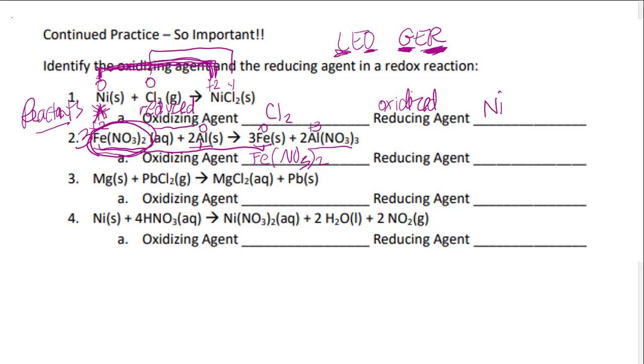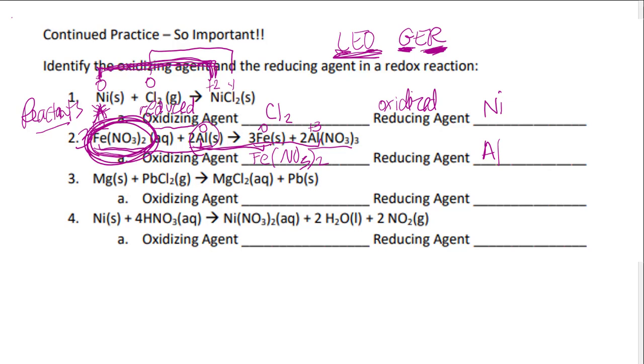Looking at aluminum, it went from 0 to +3. So therefore it lost electrons. That is the Leo. So the aluminum was oxidized. So the reducing agent is just aluminum. Remember, we're looking at just the reactant. Yes, the iron was oxidized, but the whole reactant is the iron nitrate.